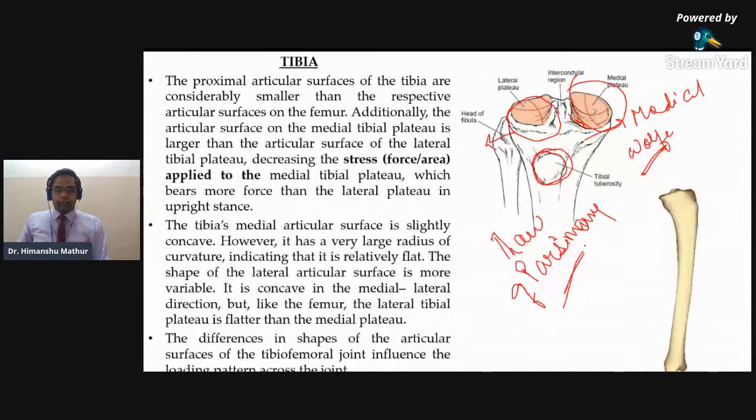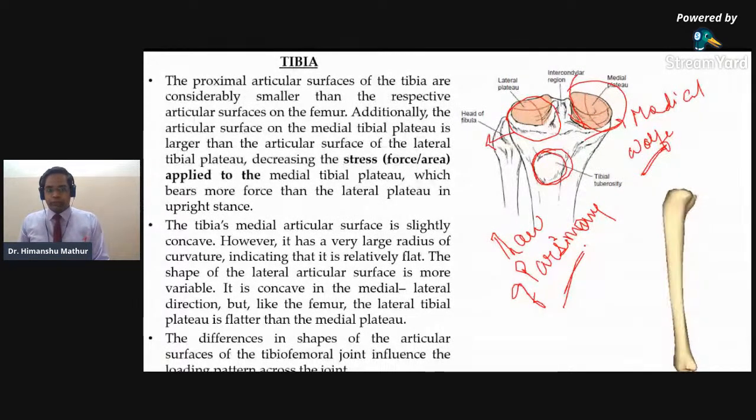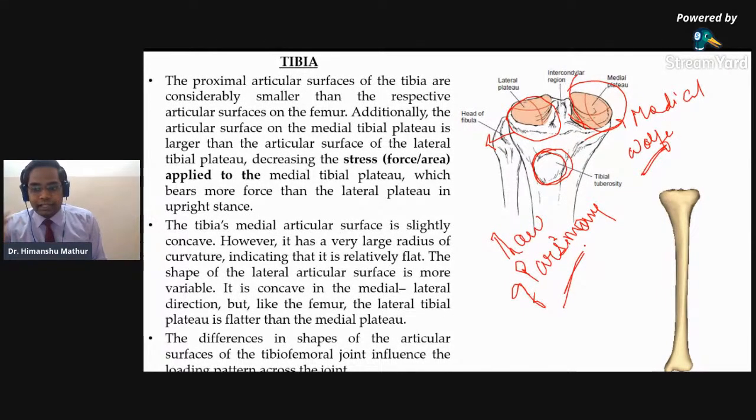So let me try to read what I have written. The proximal articulating surface of the tibia is considerably small with respect to that of the femur. We know that. Very good to all the students, you're writing it so well. If anybody doesn't know what Wolff's law is, please write it down somewhere right now. Both Wolff's law and the law of parsimony. They are very, very important concepts of biomechanics.